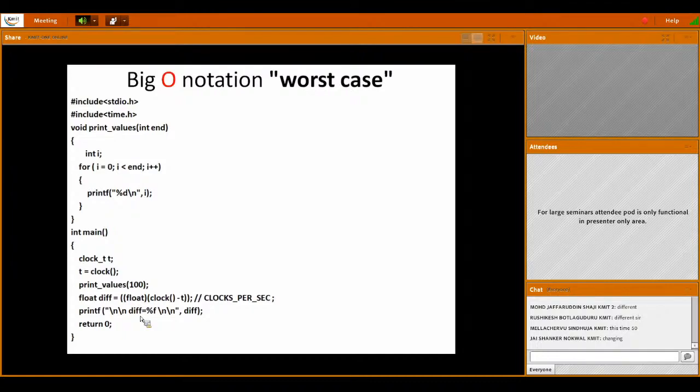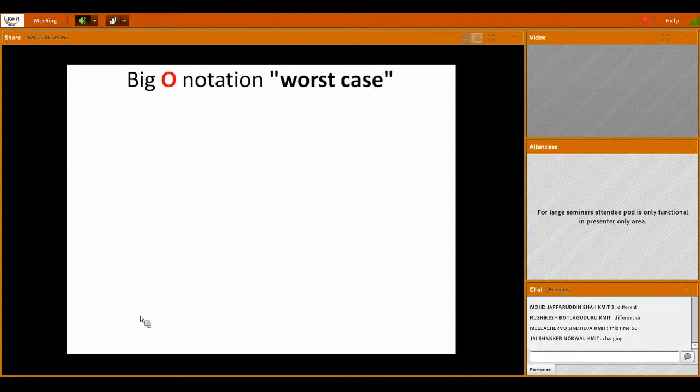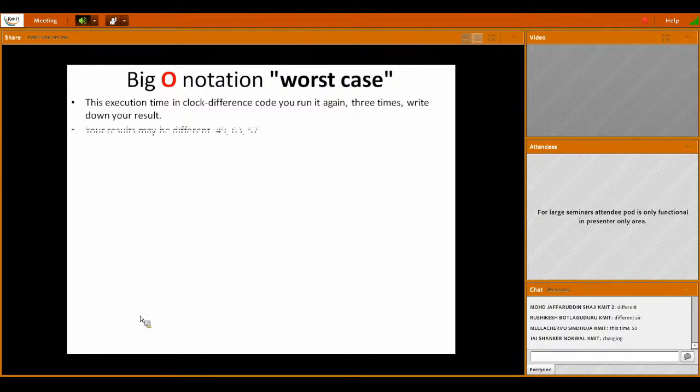So keeping this as the background, this execution time, as all of you have seen, those who have executed at least, this execution time is the clock difference. You run it again 3 times, or more than one time, and you are getting different results, right? So your results may be different.